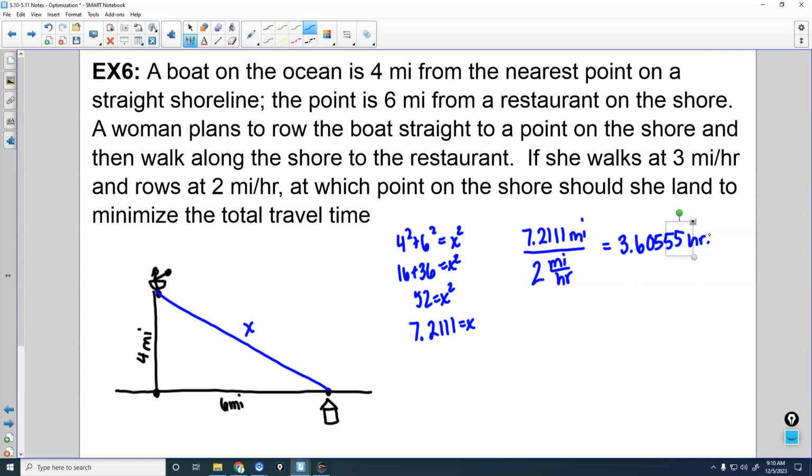That's definitely going to be the shortest distance, but she can walk faster than she can row in this situation. So let's think of the other extreme situation. All right, she could row directly to shore and then walk to the restaurant. That's going to be the furthest distance she could possibly go. But she can walk faster. So let's see, she's going to row for 4 miles. So 4 divided by 2.